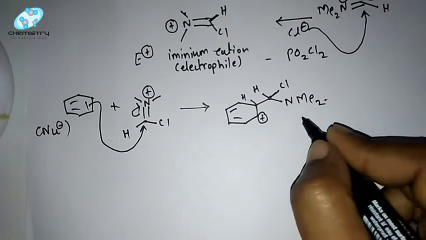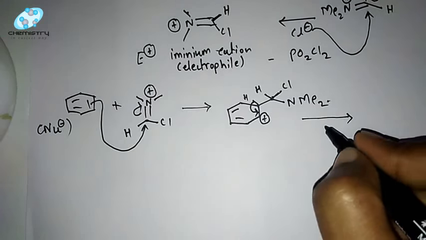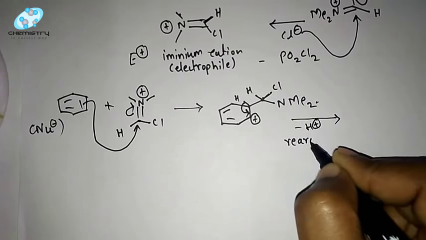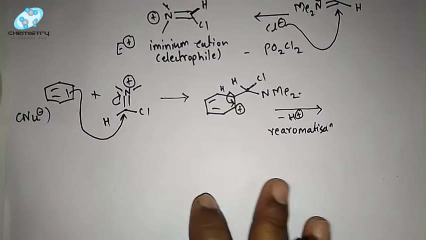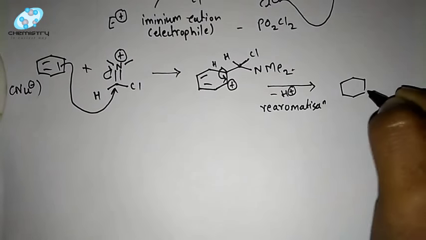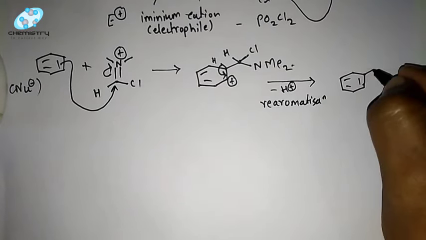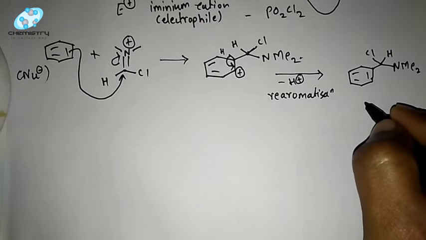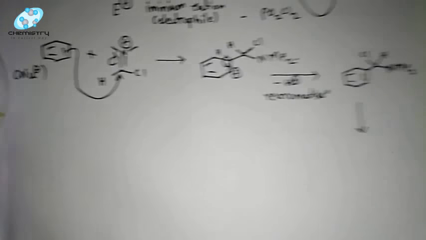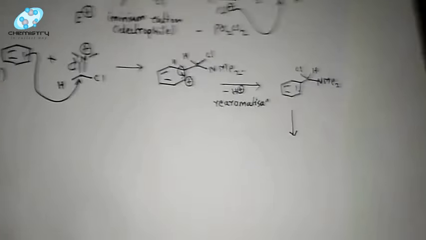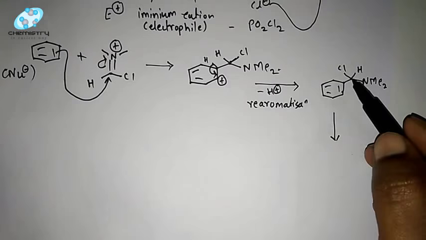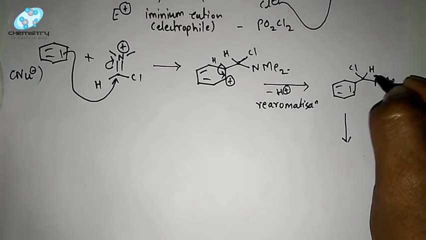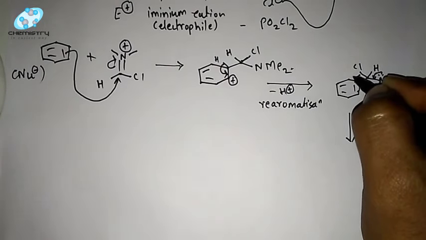So here again the ring has lost its aromaticity and it has to retain it. The next step is the re-aromatization with loss of H+. The ring gets re-aromatized and here we get a compound. We can name it N,N-dimethyl-1-chlorobenzylamine, we can call it. Now, where will the oxygen come from? Here is the important fact. The nitrogen will now give its lone pair and chlorine will leave.